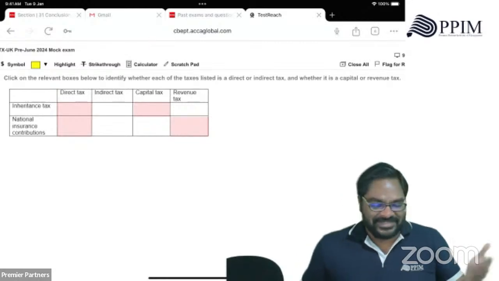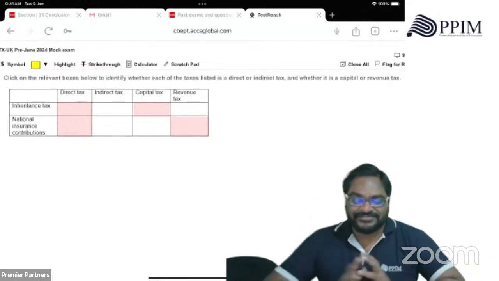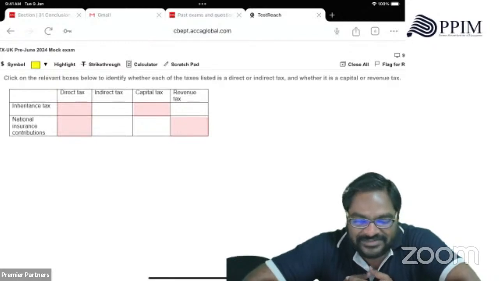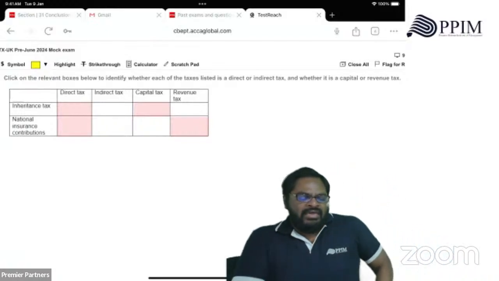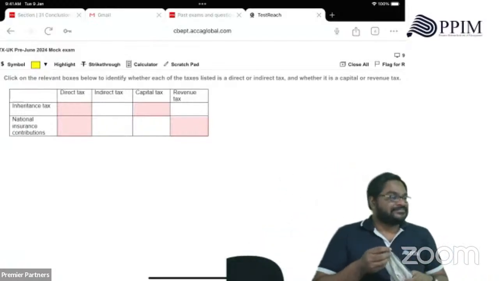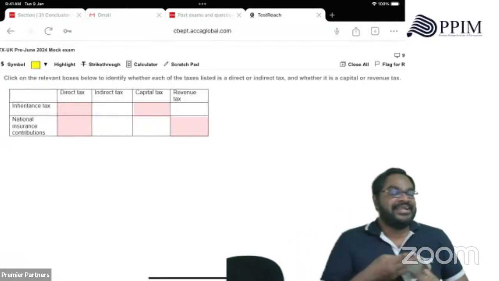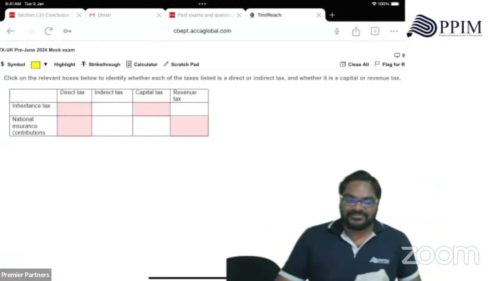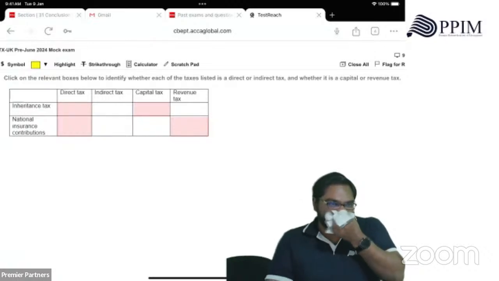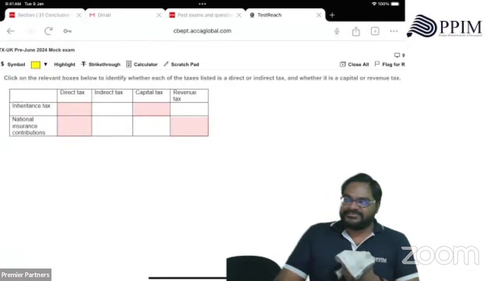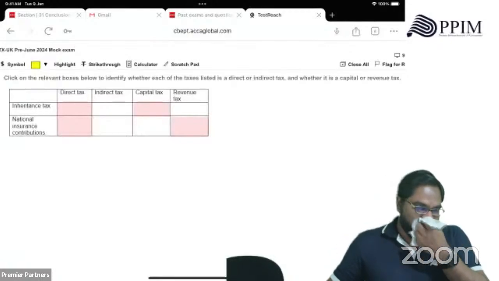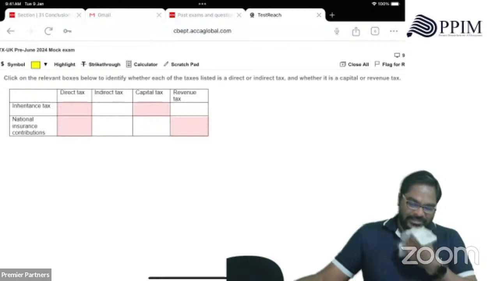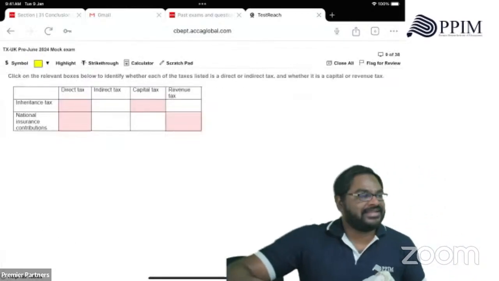Okay, you said this is very straightforward. Click the relevant boxes below to identify whether each of the taxes listed are direct or indirect. Thank you, Fadil. And to check whether that is revenue or capital. Inheritance, direct or indirect? Revenue or capital? NIC, direct or indirect? Revenue or capital? Right. So at least for that one, you know the answer correctly. Good.